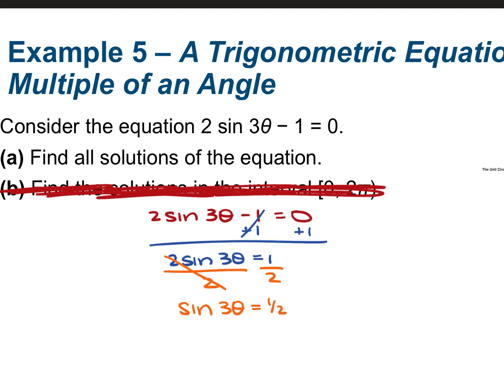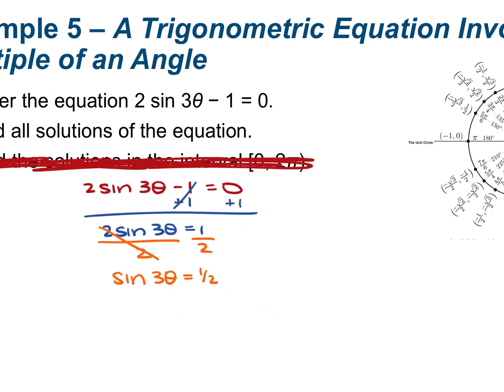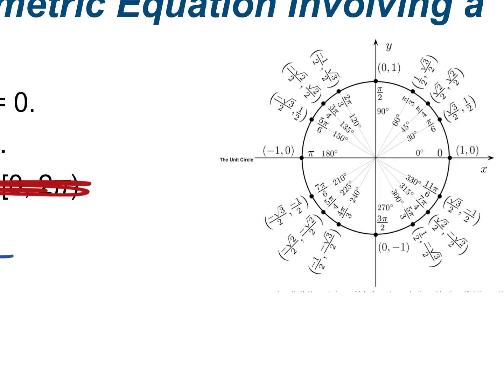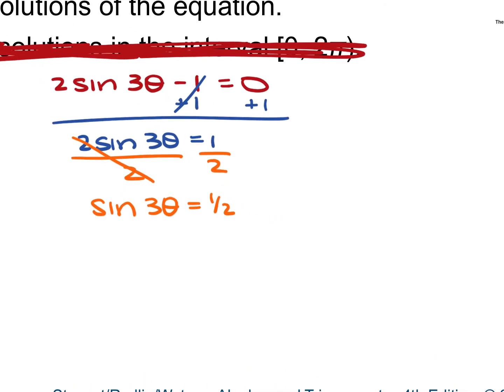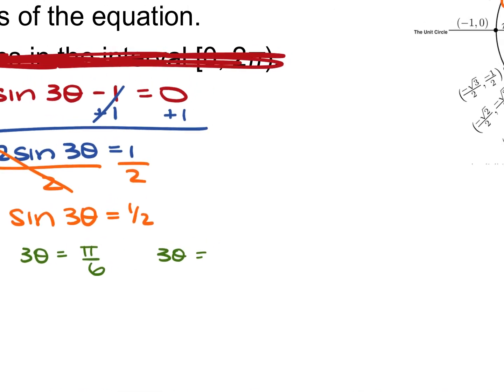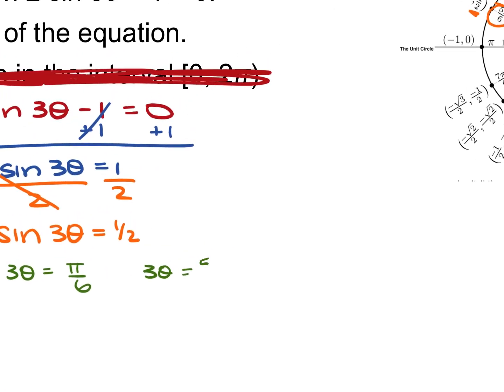Find where sine is 1/2 using your unit circle. That means that your y value is 1/2. So you have 5 pi over 6. You have pi over 6. Use both of them. That's going to cancel out that sine, and you're going to have 3 theta is equal to pi over 6, and 3 theta is equal to 5 pi over 6.